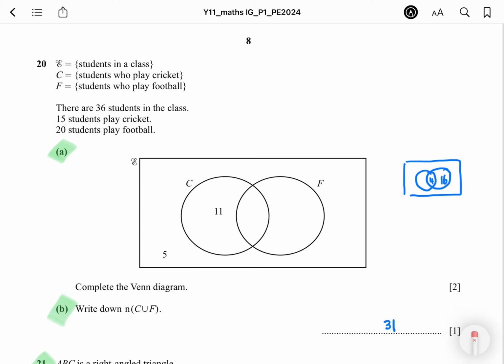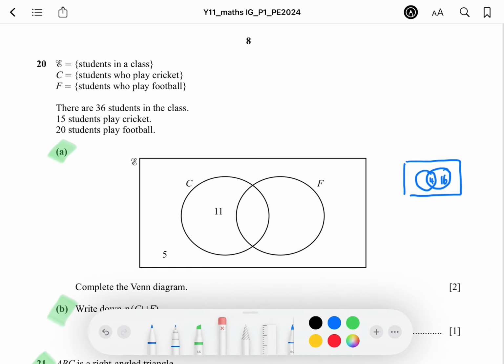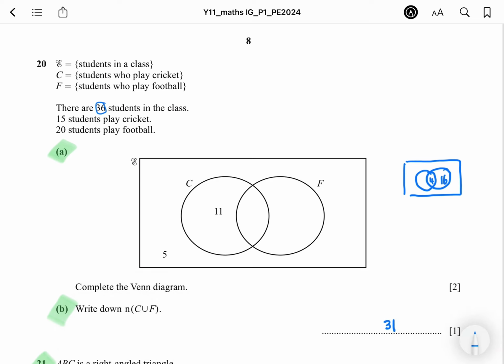So let me erase that one first. So we are given that the total number is 36. Now how we're going to use it in the Venn diagram is whichever number that you put in the Venn diagram, the total should give you 36. If it's less or if it's more, that's totally wrong.